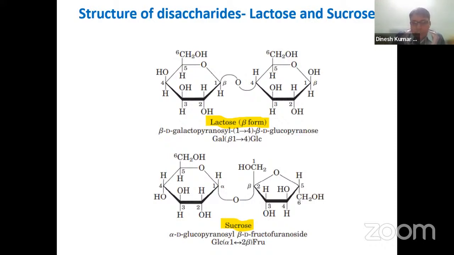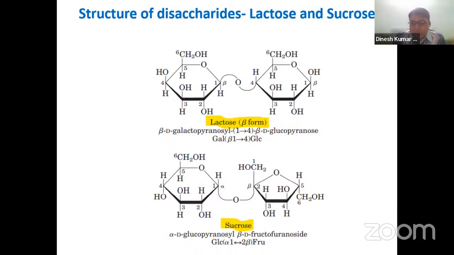What happens in case of the sucrose? It is a disaccharide made up of glucose and fructose. See on the left hand side, it is glucose. And on the right hand side is fructose. And see the bond between the glucose and fructose. It is between carbon number 1 hydroxyl group and the hydroxyl group at carbon number 2 in fructose.